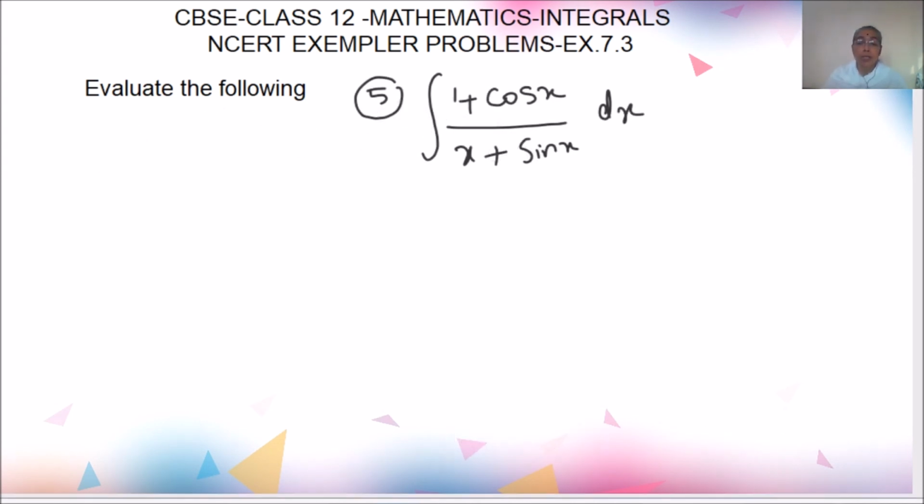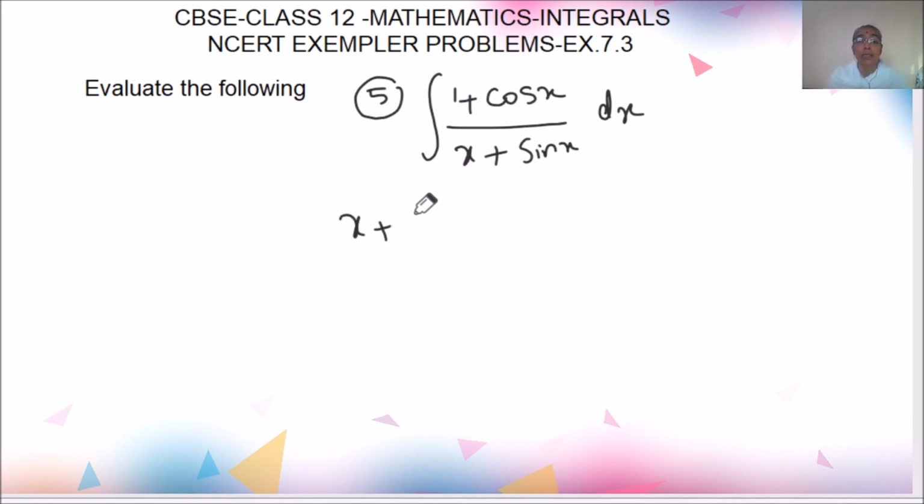Now problem number 5. It's given: integration of 1 plus cos x divided by x plus sin x dx. Before I proceed, I can hear that everybody is answering the question because you can see easily that the numerator is the differentiation of the denominator, right? Okay, let me check once.